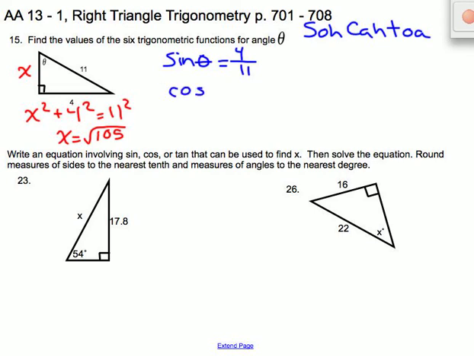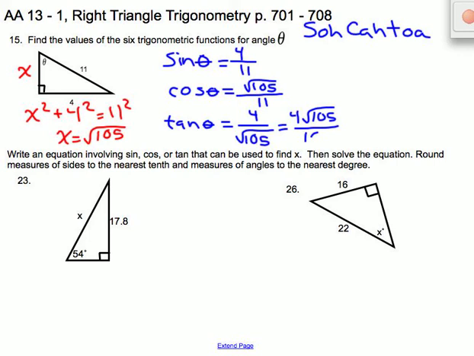Cosine of theta is the side adjacent, which is the square root of 105, over the hypotenuse, which is 11. And the tangent of theta is the side opposite, over the side adjacent. But from chapter 5, we cannot keep a radical in the denominator, so we have to simplify, and when we simplify, we get 4 square root of 105 over 105. There's your 3 trig functions.